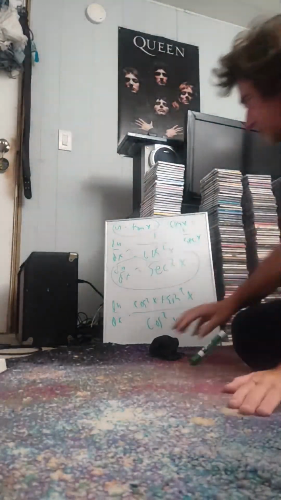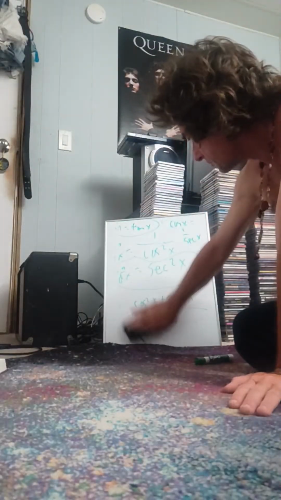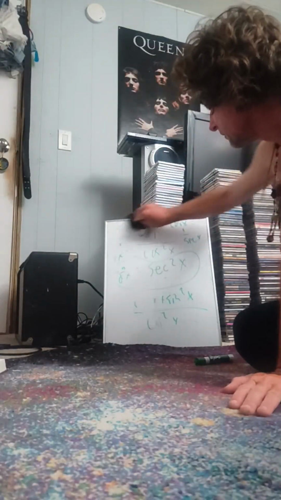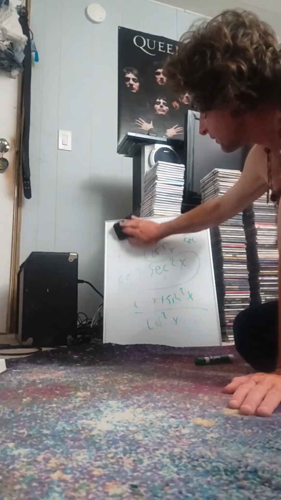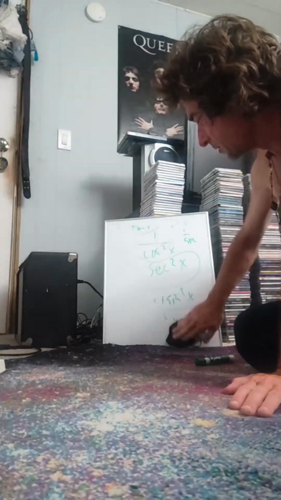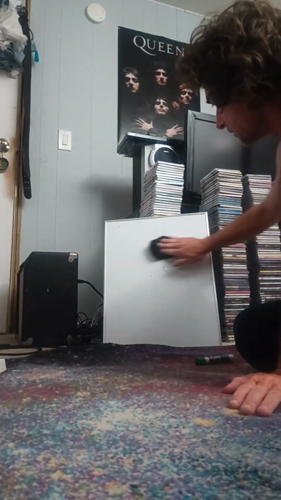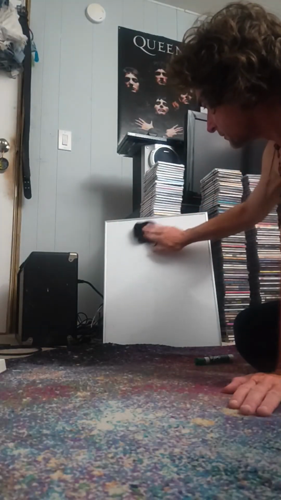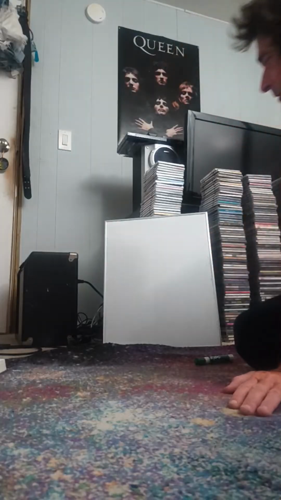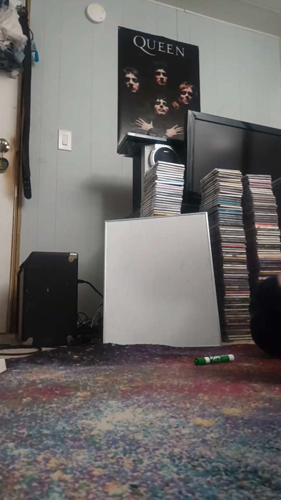Should I got that right? Sure did. Okay, I just proved that the derivative of the tangent is the secant squared. So the derivative of tangent theta is secant squared theta, or the derivative of the tangent of x is secant squared x. So that's the proof of a little more trigonometric calculus.